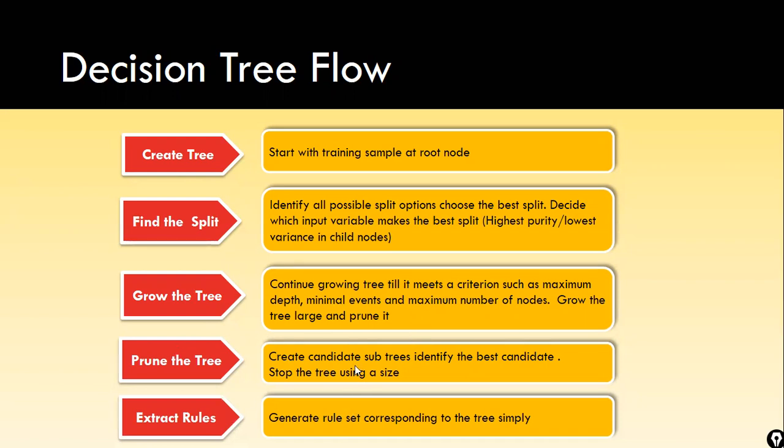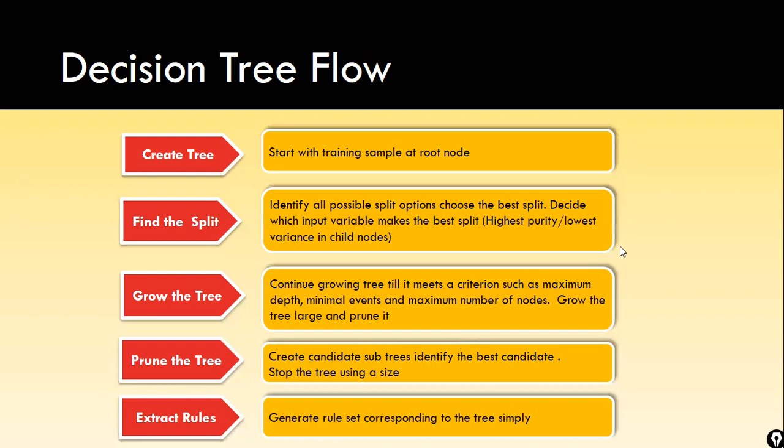And also, once it grows the tree, data scientist intervention is required. You need to prune the tree. If the tree is overgrown, it can lead to overfitting, so in that kind of situation, you need to prune the tree. And once you prune the tree, your tree can produce accurate estimations. Also, you can extract the rules from your decision tree.